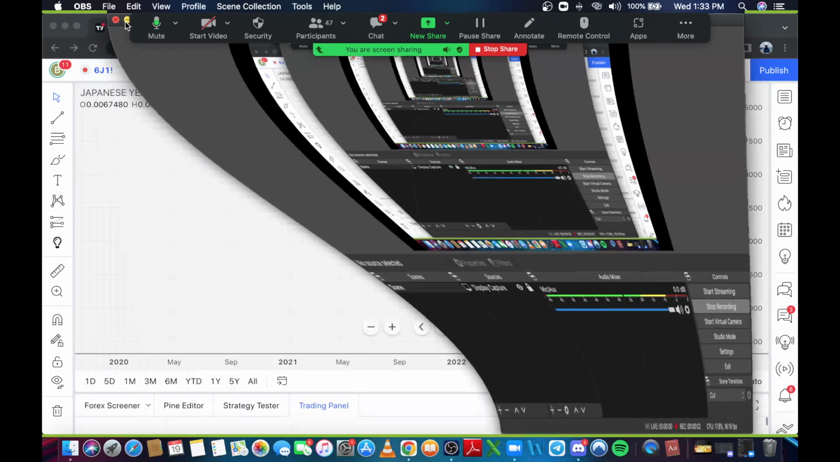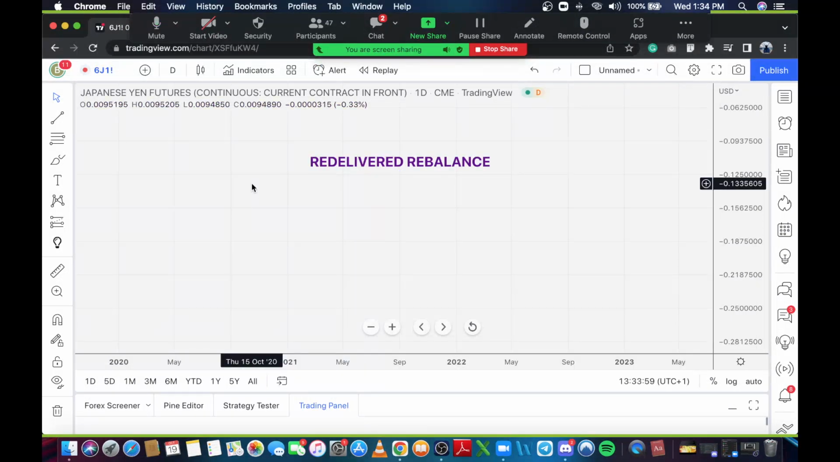All right, so recording's live. So this is for future questions. For those of you guys who have been questioning about what a redelivery balance is, what I'm going to do is I'm going to break everything down to a fundamental perspective and describe the types of redelivery balances.